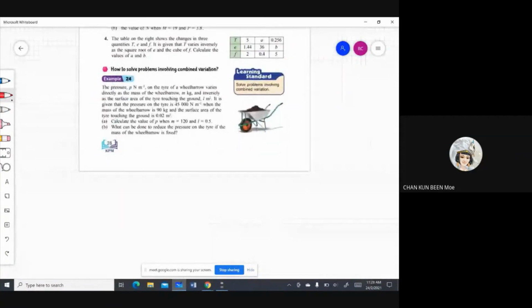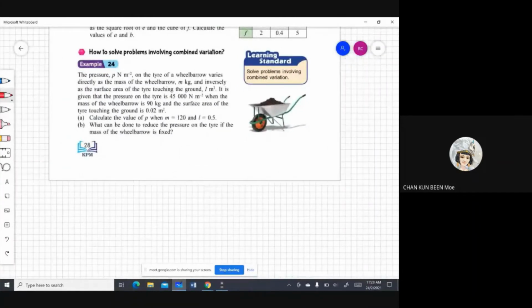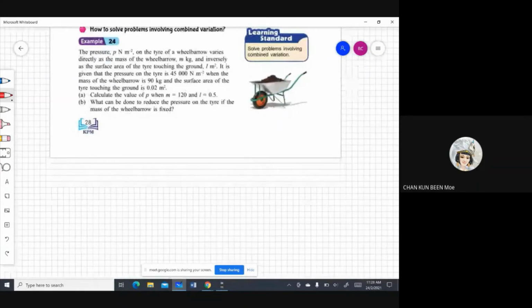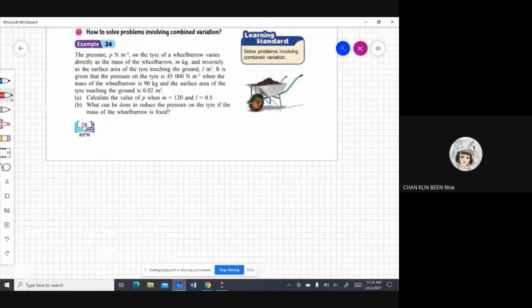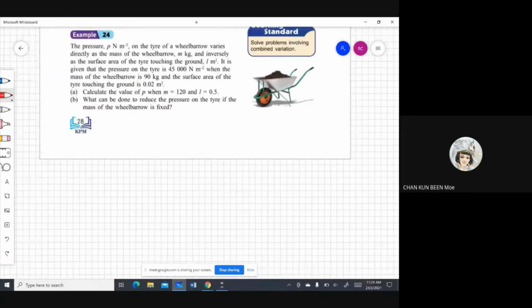Now we move to problem solving. How to solve problems involving combined variation. This is on page 28 in your textbook, if you have your textbook with you. The pressure P, in N m to the power of -2, on the tire of a wheelbarrow varies directly as the mass of the wheelbarrow, m kg, and inversely as the surface area of the tire touching the ground, L.